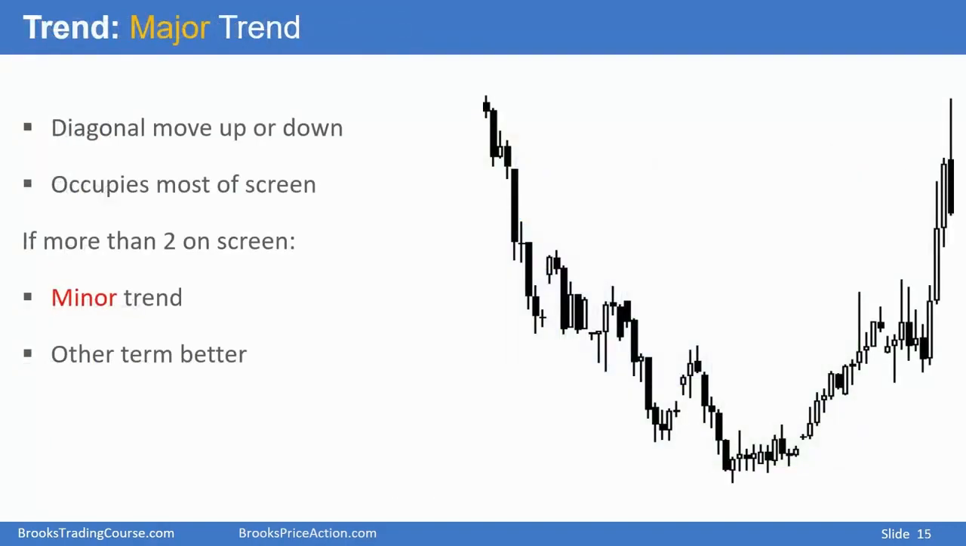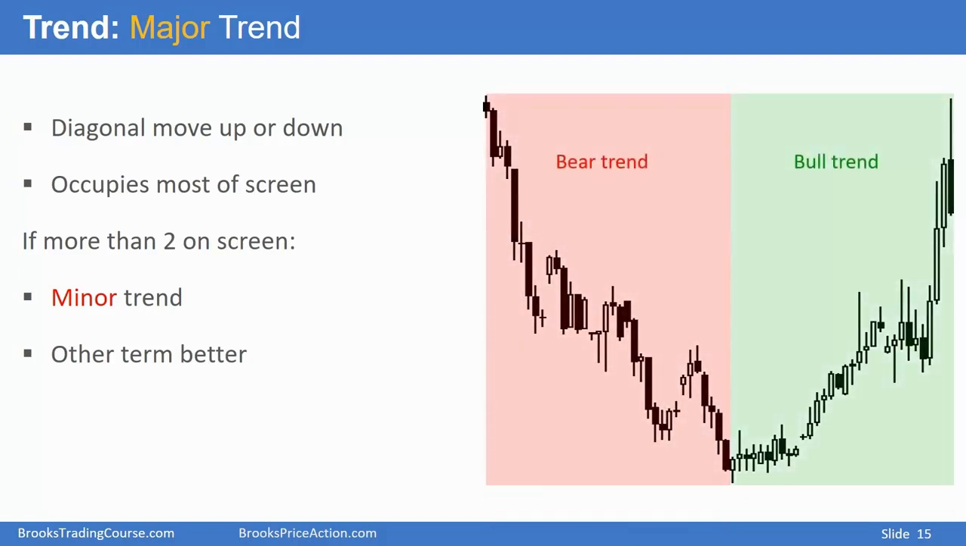In general, anytime there's a diagonal move up or down and it occupies most of the screen, I call it a trend. And if there are more than 2 on the screen, I don't use trend. If there are just 2, I'll call it a trend. So this is a bear trend, this is a bull trend. But if I start to see 3 or 4 trends on the screen, I stop calling them trends, I call them swings. If I start to see 5 or 10, I start to call them legs. So there's a bear trend and there's a bull trend.